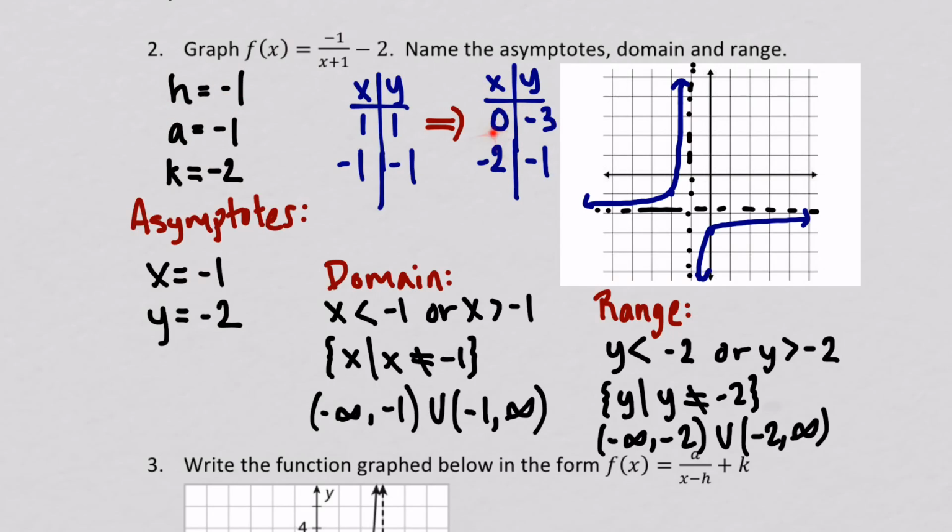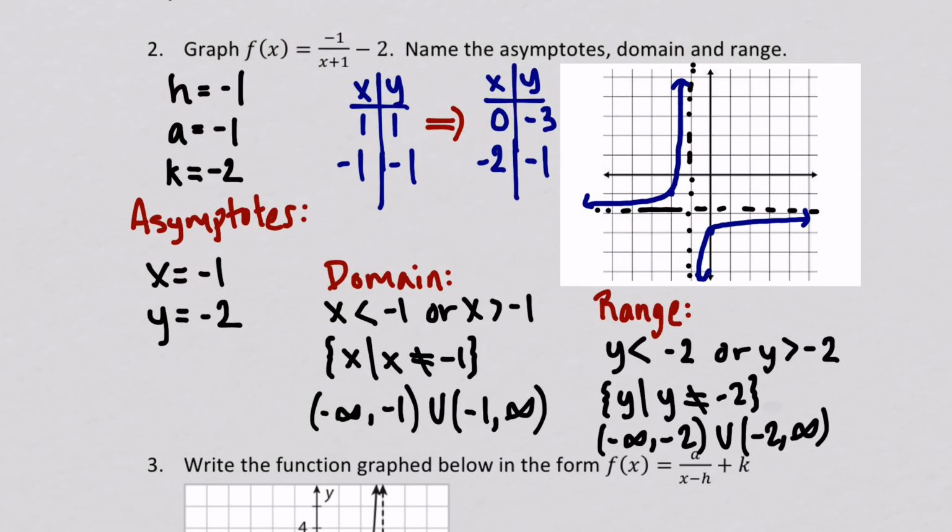Okay, so for the x values, all I did was subtract 1 because that's h right there. So 1 minus 1, 0. Negative 1 minus 1, negative 2. For the y values, I multiplied first times negative 1, and then I subtracted 2. So 1 times negative 1, negative 1, minus 2, negative 3. Negative 1 times negative 1, positive 1, minus 2, negative 1. So using my 2 asymptotes, x equals negative 1, which is this one right here, and y equals negative 2, this one right here, and these 2 points, 0, negative 3, and negative 2, negative 1, I came up with this graph. And finally, the domain.